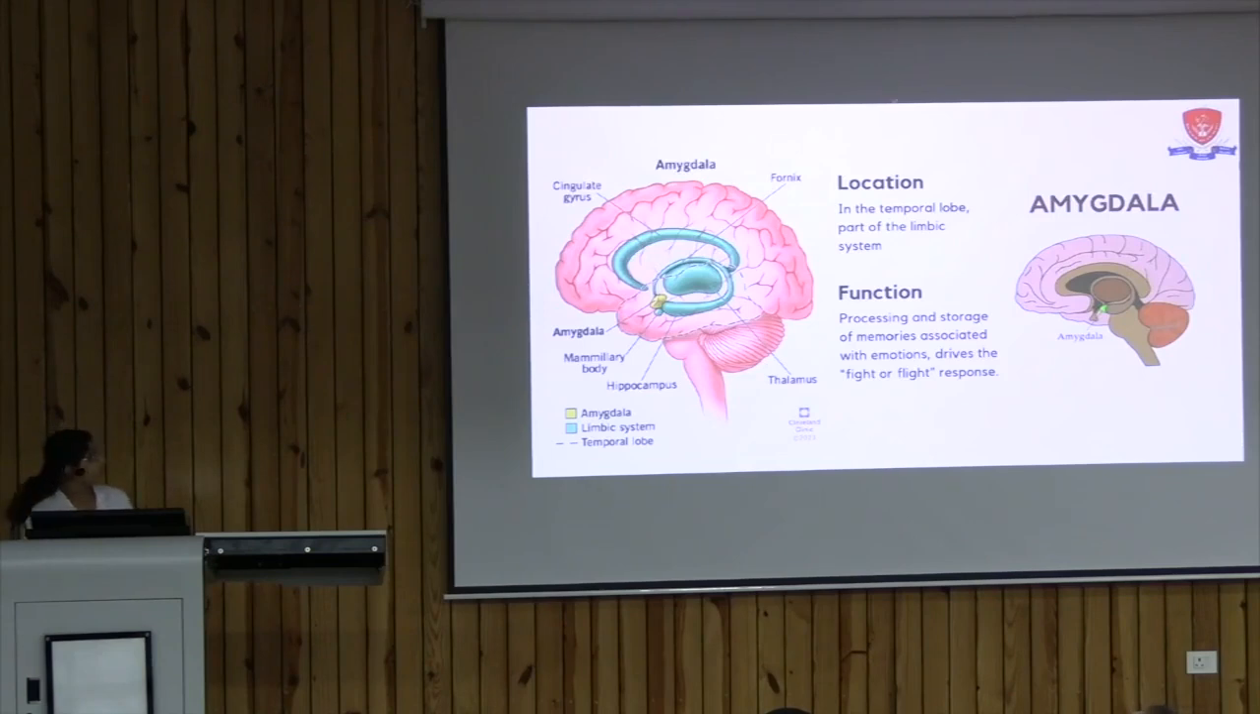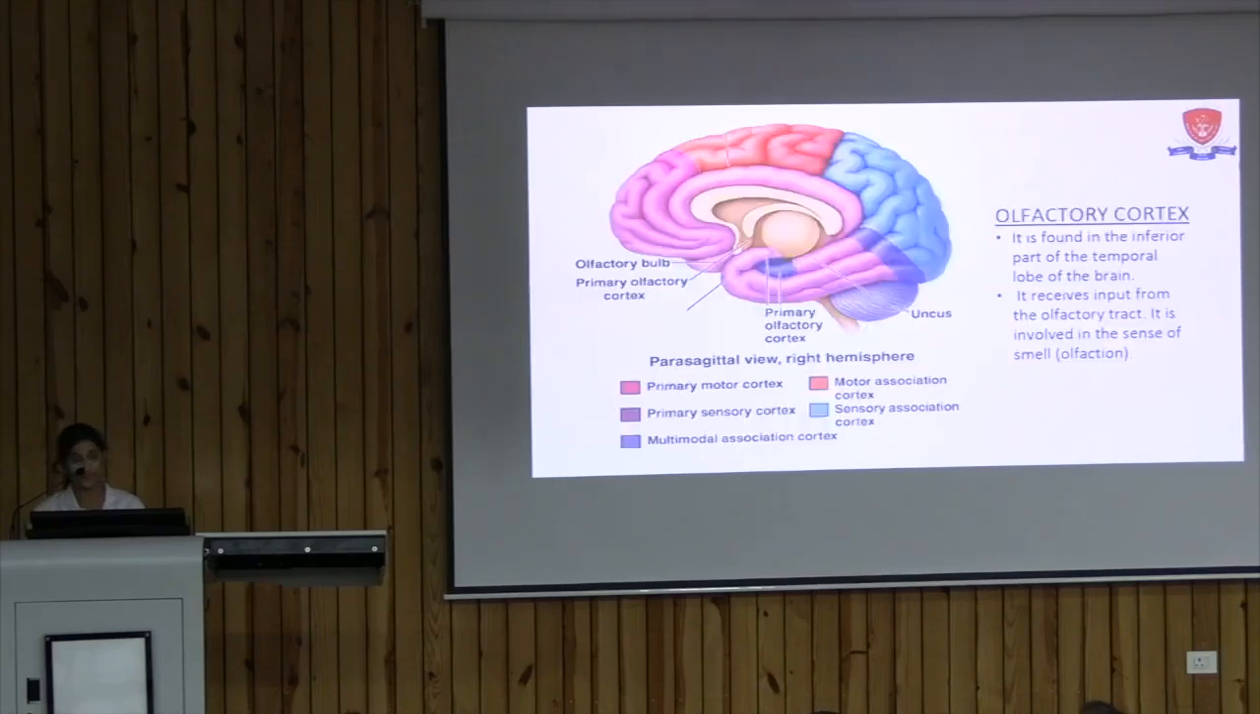Amygdala is a small almond-shaped cluster of nuclei located deep in the medial temporal lobe. It contains basolateral complex and central nucleus. It is associated with emotion processing and social behavior. In mesial temporal lobe epilepsy, seizures often originate in the amygdala. It has a low seizure threshold, meaning it is more susceptible to generating and propagating abnormal electrical activity.